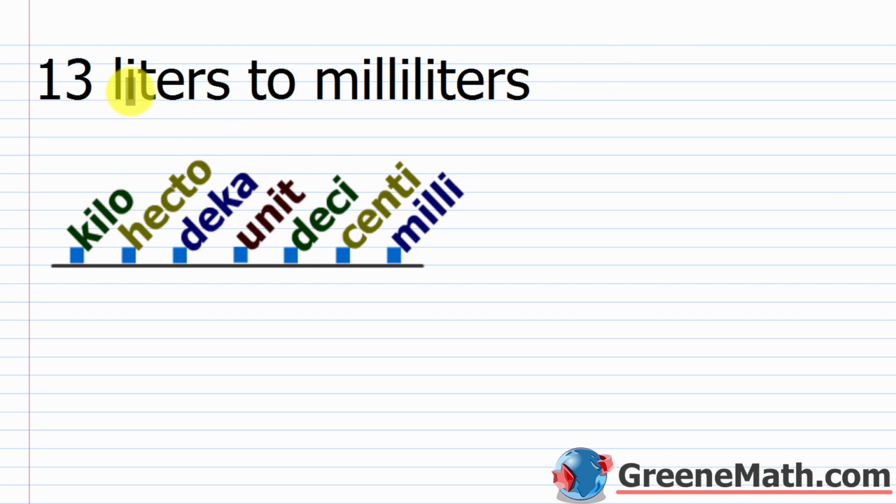So again, we have the basic unit involved, which is right here. And then we have milli, which comes before liters. So milli is right here. So take our number part, which is 13. And then we're going from the basic unit, and we're going 1, 2, 3 places to the right to get to milli. So I'm going to match that movement here.